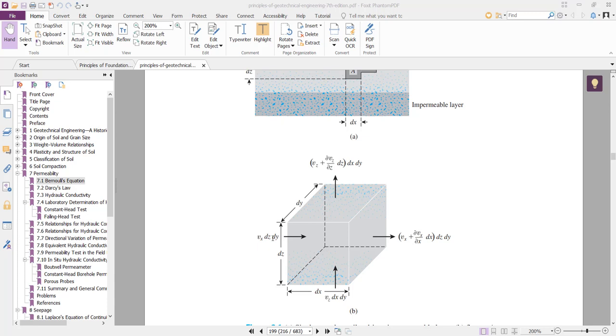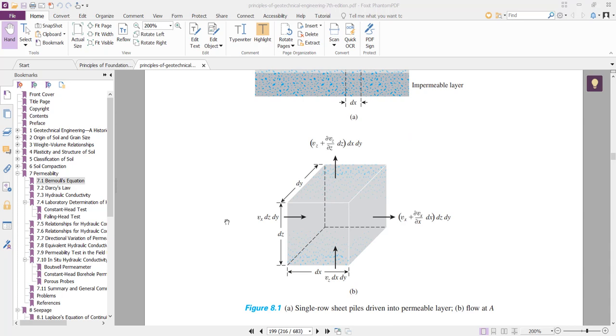Through this element, the velocity will be vx plus partial vx over partial x times dx. There will be a change in the velocity, and this change in velocity is controlled by this part of the equation. This is if the flow is just passing through the x direction. If it is passing through the z direction, q is vz by dx dy, and it is the same: the difference in the velocity will be represented as we can see here.